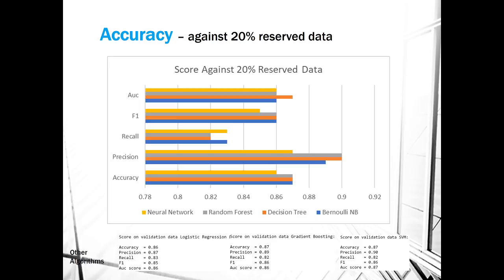We also tested with logistic regression, gradient boosting, and support vector machine. They all have very close accuracy performance. So actually adding more features would have added overfitting. So we keep the current feature dimension.